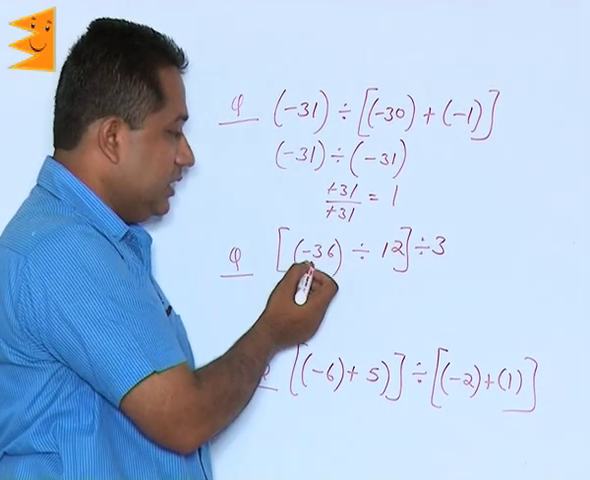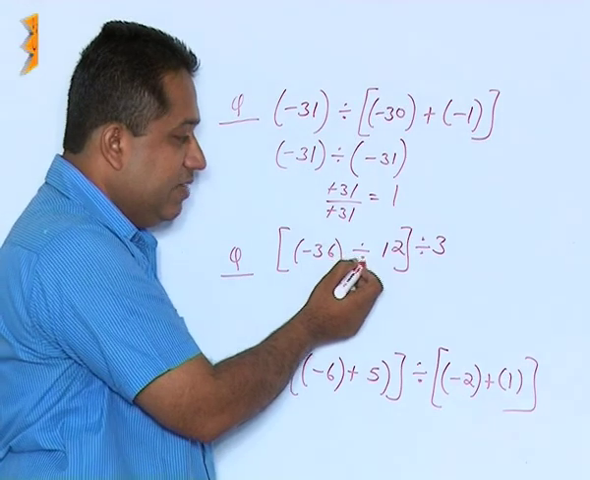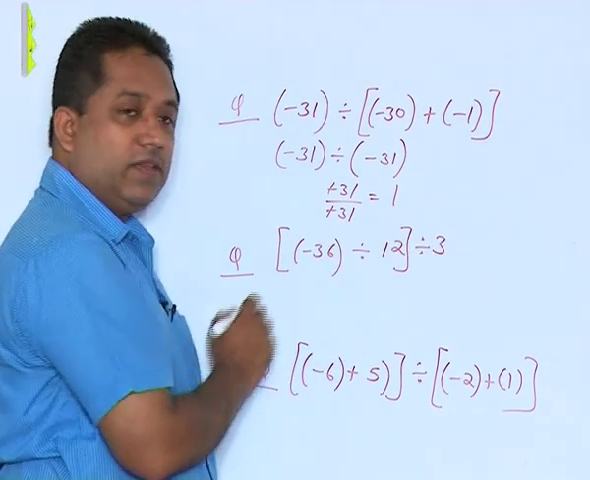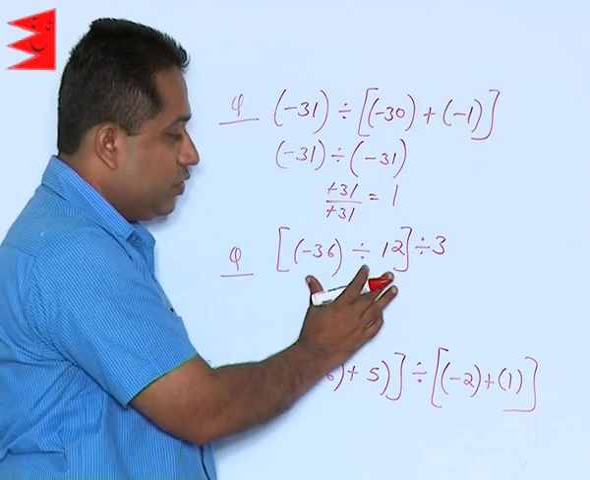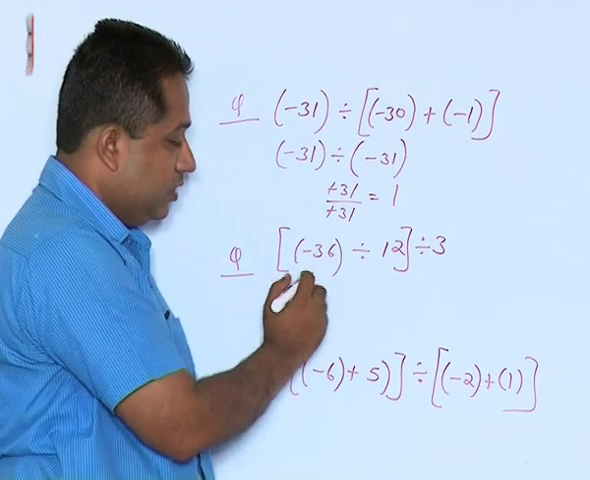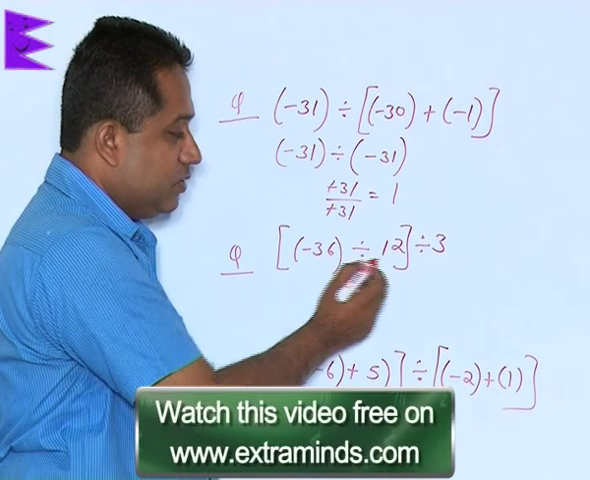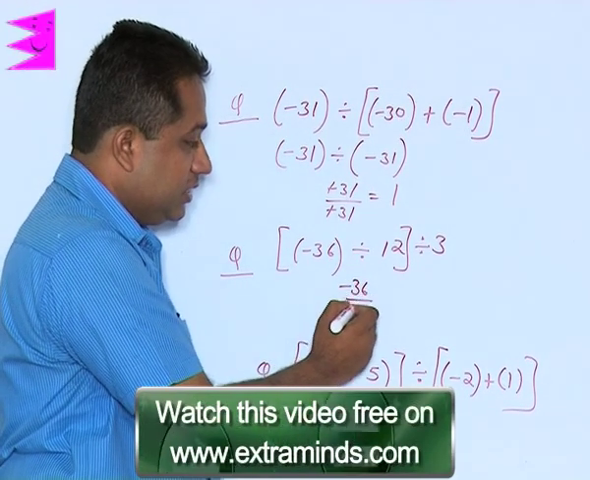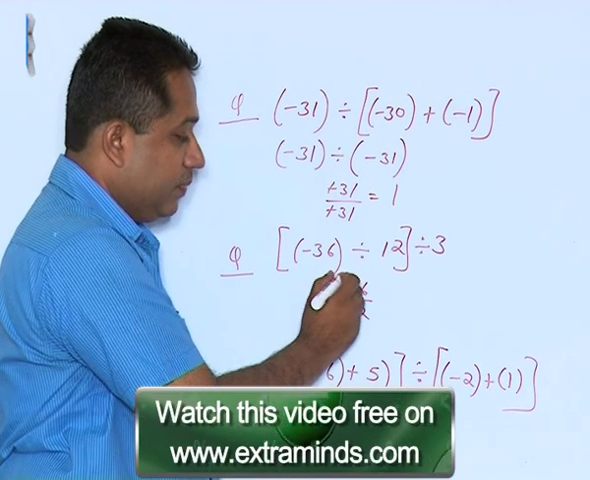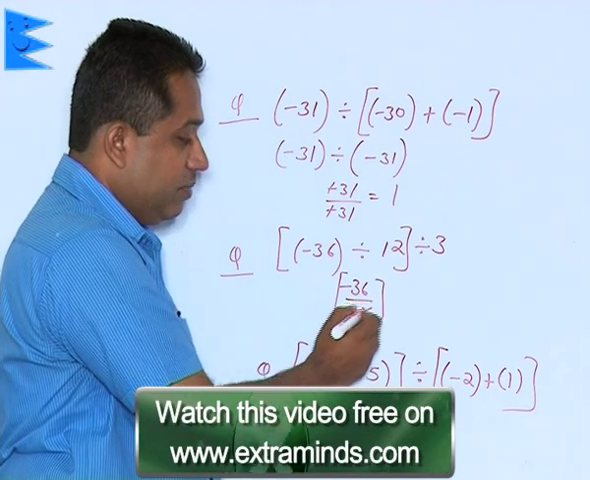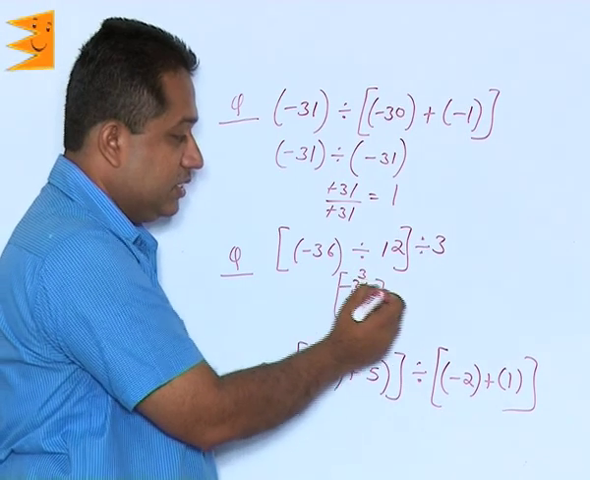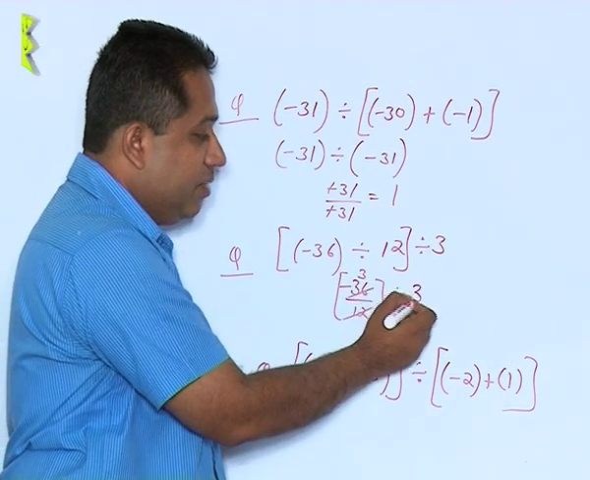We have the brackets minus 36 divided by 12 and whatever is the result divided by 3. So, again we are going to solve this bracket portion first. So, when I divide minus 36 by 12, what do I get? So, this implies minus 36 upon 12. When I solve this, I am going to get 12 3 times in 36. So, 12 3 is 36 and we are dividing by 3.